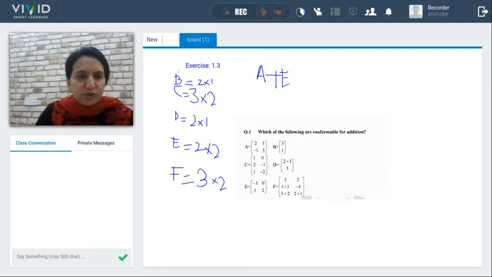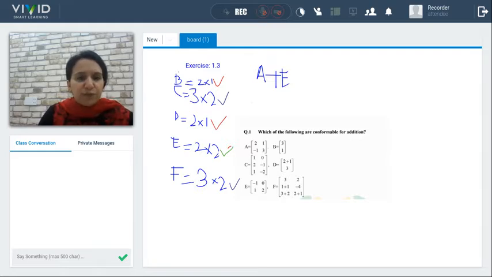B and D have the same orders, so we can add B and D. Then A and E have the same orders, so we can add A and E. Let me use the same colors. Okay, we can add A and E, and what can we add next? Yes, C and F have the same order, so we can add C and F. So these matrices are comfortable for addition.